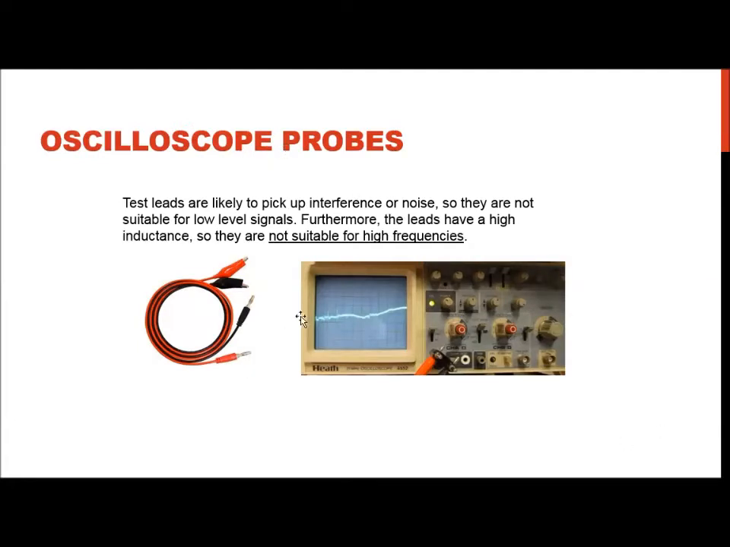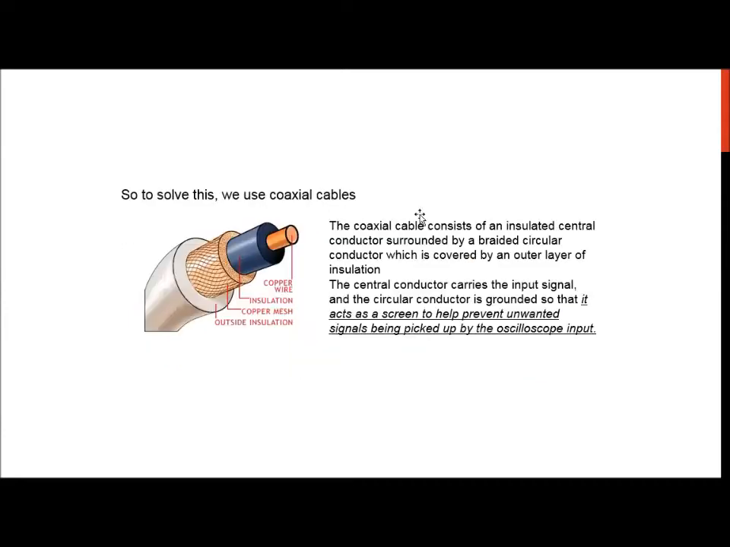So for oscilloscope you cannot use this kind of cable because it is likely to pick up interference or noise. So they are not suitable for low level signals and they are also not suitable for high frequencies. Okay, so for oscilloscope they use a different kind of cables. So this cable can prevent unwanted signals being picked up by the oscilloscope input.